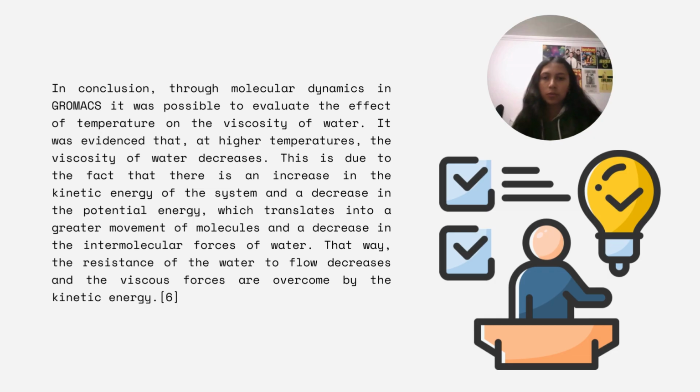In conclusion, through molecular dynamics in GROMACS, it was possible to evaluate the effects of temperature on the viscosity of water. It was evidenced that, at higher temperatures, the viscosity of water decreases. This is due to the fact that there is an increase in the kinetic energy of the system and a decrease in the potential energy, which translates into a greater movement of molecules and a decrease in the intermolecular forces of water. That way, the resistance of the water to flow decreases and the viscous forces are overcome by the kinetic energy.